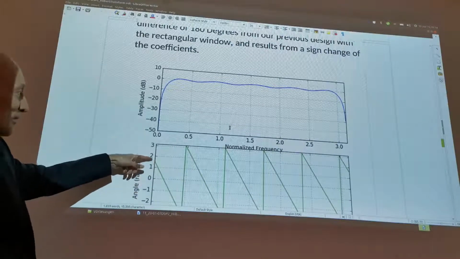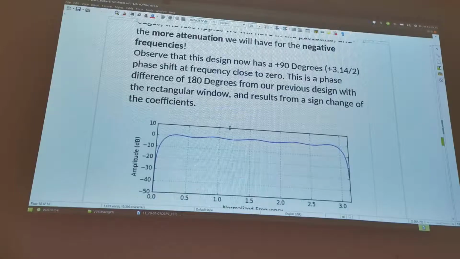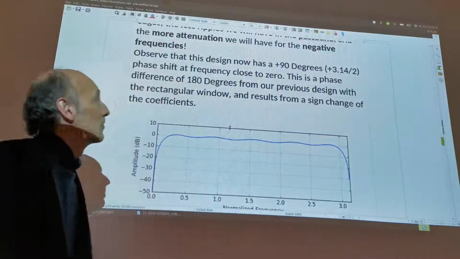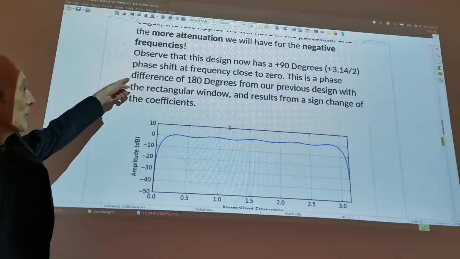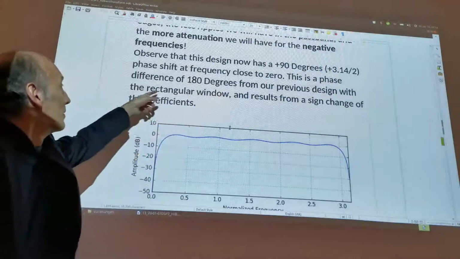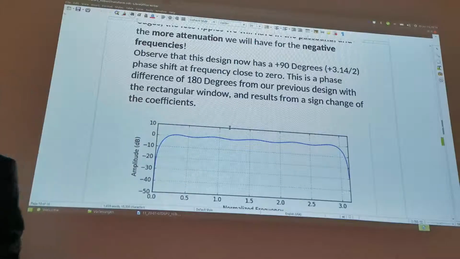So in this case it's plus 1.5. And 1.5 is pi over 2, roughly, which is 90 degrees. So this is what I mentioned here. This design now has plus 90 degrees, so roughly plus 1.5 phase shift at frequency 0. So this is the phase difference of 180 degrees from our previous design with a rectangular window, and results from a sign change of the coefficients. So it's just flipping the signs.